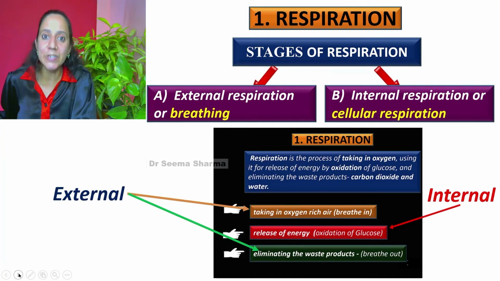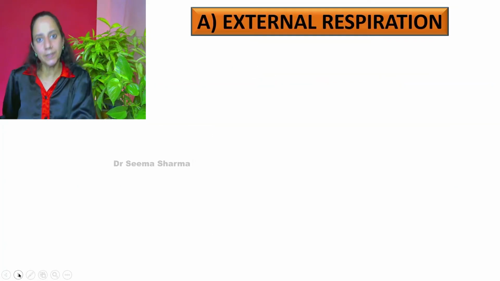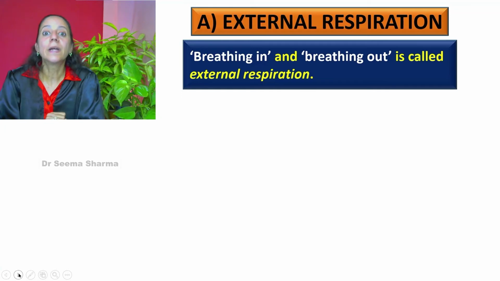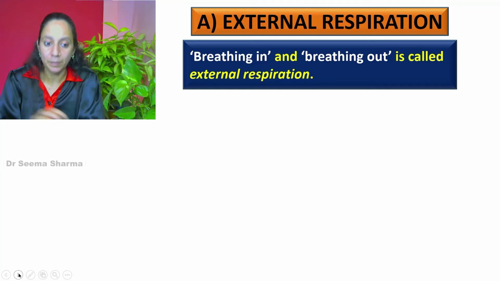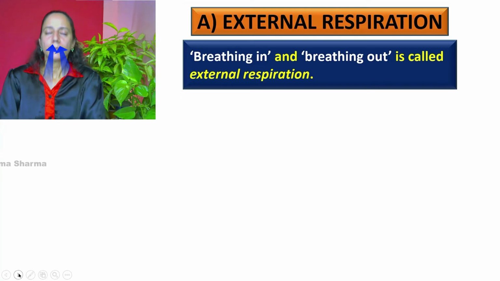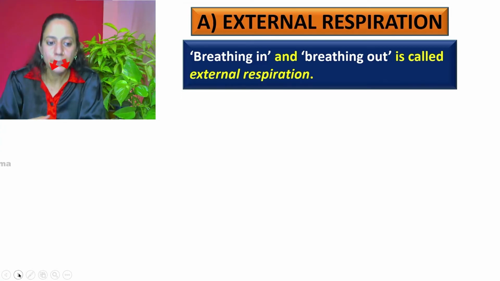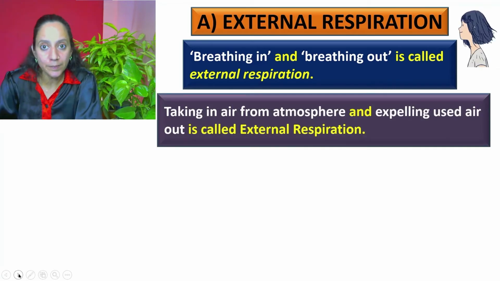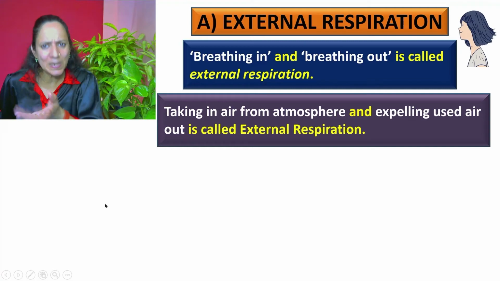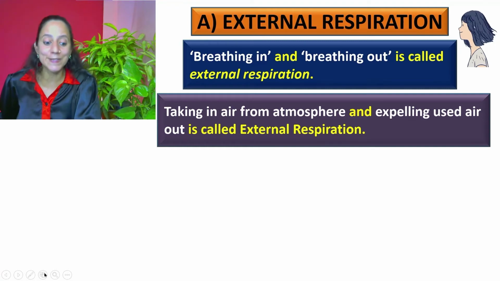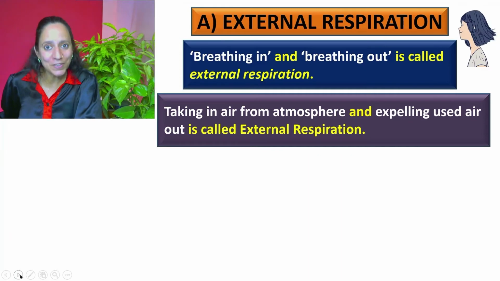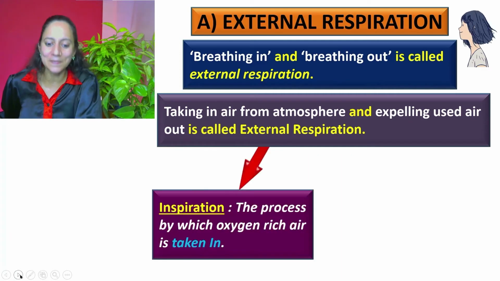Let's take up external respiration. So breathing in and breathing out is called external respiration. Breathing in, breathing out. This is called external respiration. So taking in oxygen-rich air from the atmosphere and expelling used air out is called external respiration. Now this external respiration is further divisible into two subtypes.